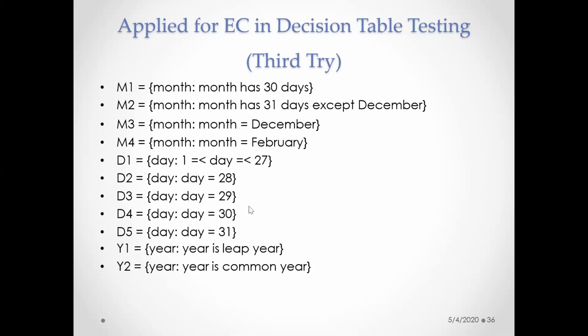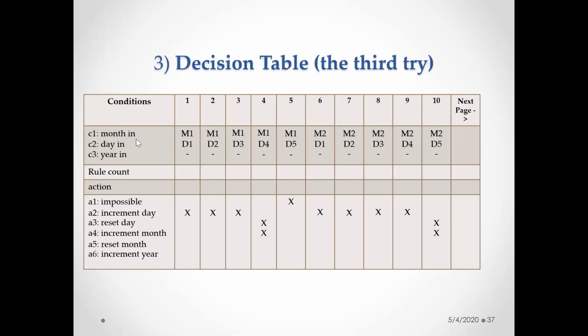Next, the condition is very simple: month in, day in, year in. That's it. If it is M1, D1, irrespective of Y1 or Y2, that is whether it is a leap year or a non-leap year, you'll be incrementing the day. With respect to M1, that is the month having 30 days, D2, which is 28 days, you'll be incrementing it. D3, 29 days, also you'll be incrementing it.